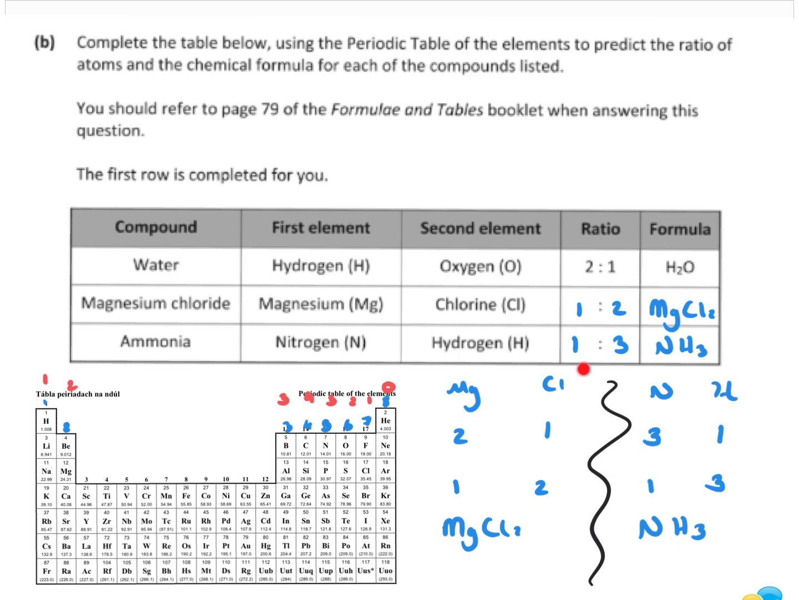And if you follow these steps of the chemical symbol, write down the valency, switch the numbers, form the formula, you'll be having no issues with that.